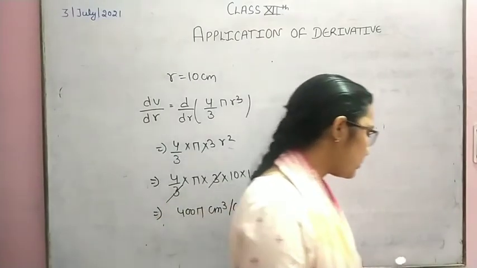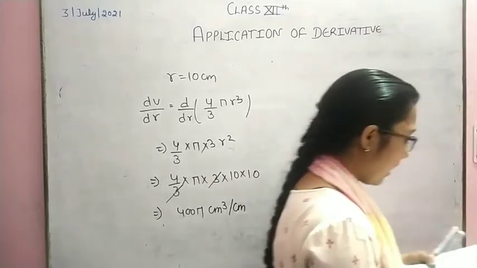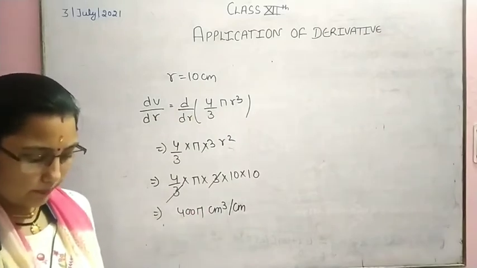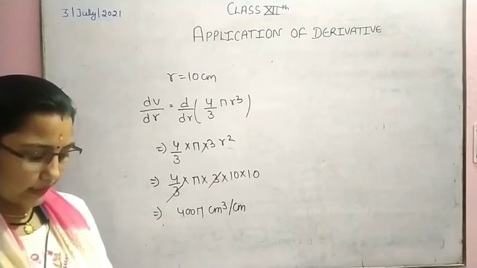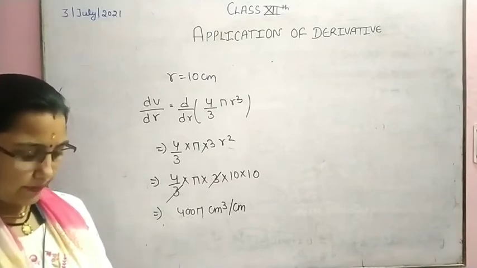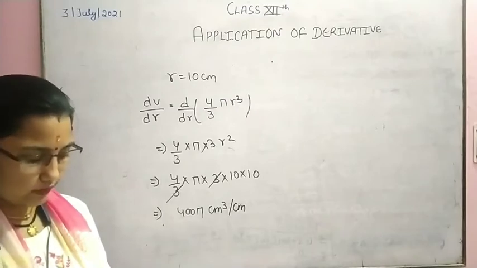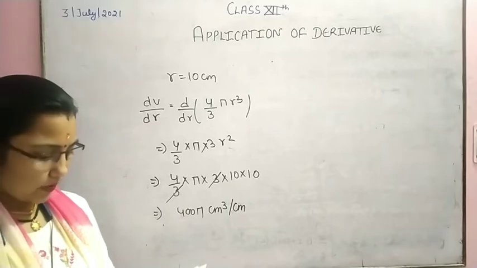Now come to the next question. This is question number 10. A ladder 5 centimeter long is leaning against the wall. The bottom of the ladder is pulled along the ground away from the wall at the rate of 2 centimeter per second. How fast is its height on the wall decreasing when the foot of the ladder is 4 centimeter away from the wall? So it is given.